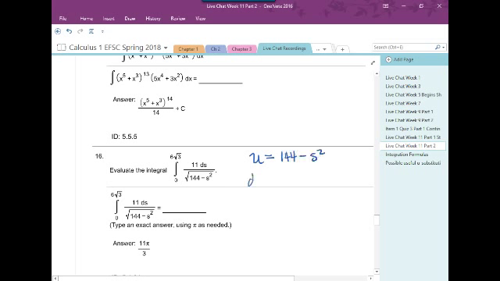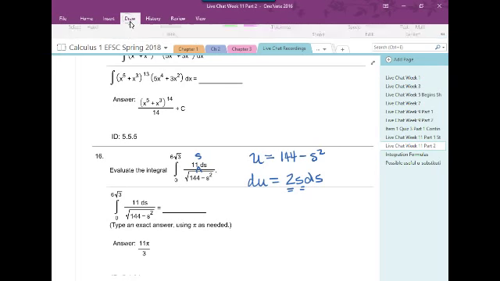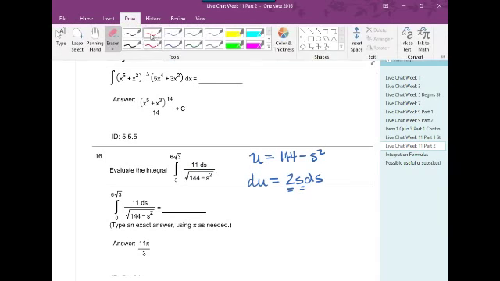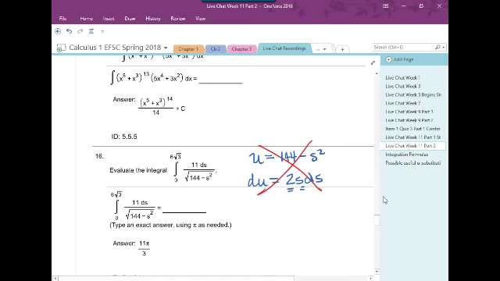that would be 144 minus s squared. Then du would be 2s ds. And although we can work with the 2 and we can move that 11 out, replace it with a 2 and put a 1/2 out front, we can't fix the fact that there's no s there. So your du actually doesn't appear in the problem, and that is an issue. So we can't fix that. So you're not going to use a u-substitution for this type of problem.